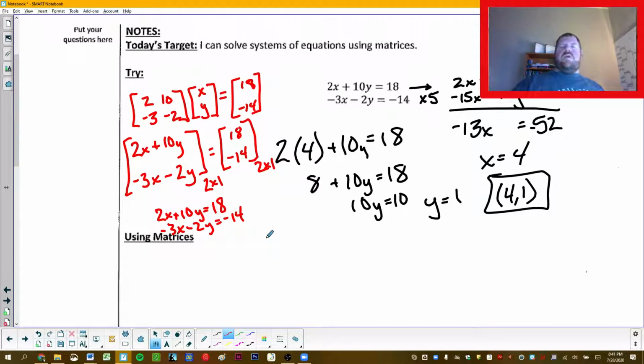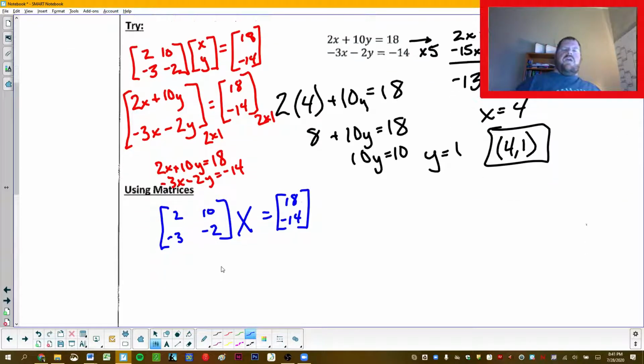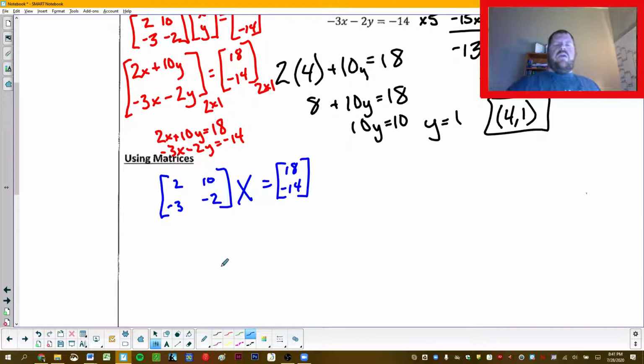So we're going to look at this equation right here and try to solve it. The way we wrote this last time would have been like this: 2, 10, negative 3, negative 2, times capital X equals 18, negative 14. And so what does that lead you to believe? What do we have to do here? From thinking about solving matrix equations like we did last time, what do we have to do? Well, we have to find this inverse.